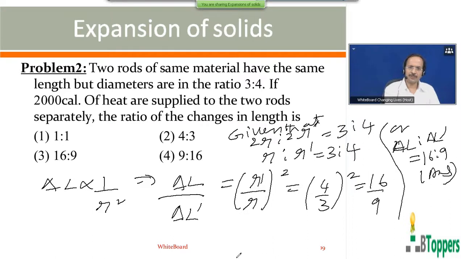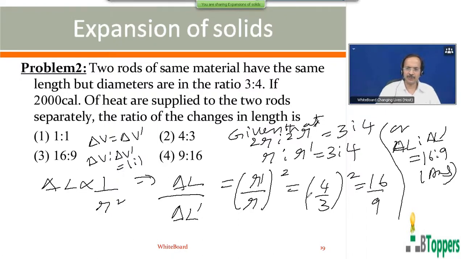But sometimes in case you are asked what is the ratio of increase in the volume, as already explained here, increase in the volume will be same for both the rods. In case you are asked what is the ratio of increase in the volume of first rod to increase in the volume of second rod, that will be 1:1. In case you are unable to remember the conclusion, you have to repeat the procedure which I explained for calculation of delta L by delta L dash.